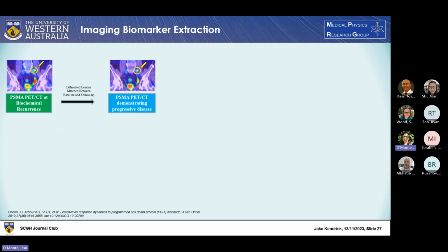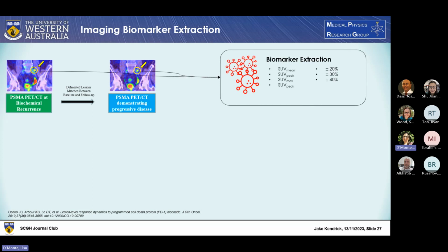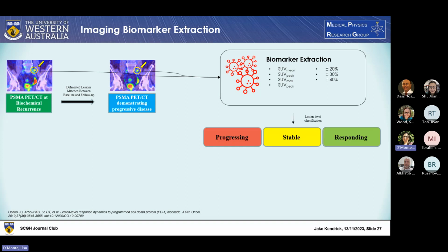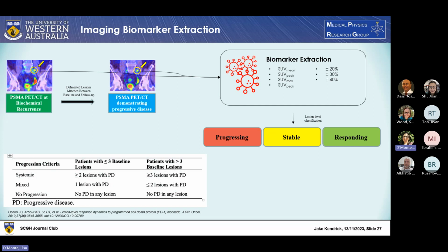So this leads us to the second part of this particular study, where of course we extracted the biomarkers, the change in them between lesions, between baseline and follow-up scanning. We have our classification, so is each lesion progressing, is it stable, is it responding. But we then decided to implement a much more lesion-based approach to determining patient-level progression. And specifically, we implemented the criteria developed by Osorio and colleagues for metastatic cancer. It wasn't developed originally for prostate cancer, but as we'll see, it does have direct relevance to prostate cancer.